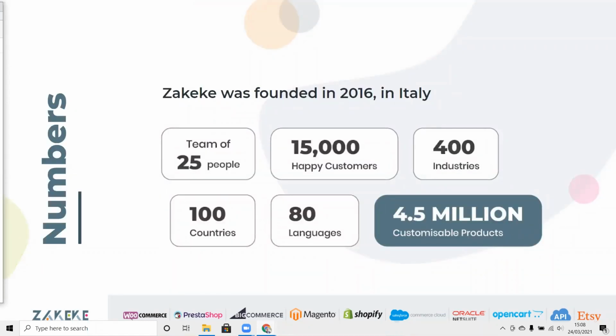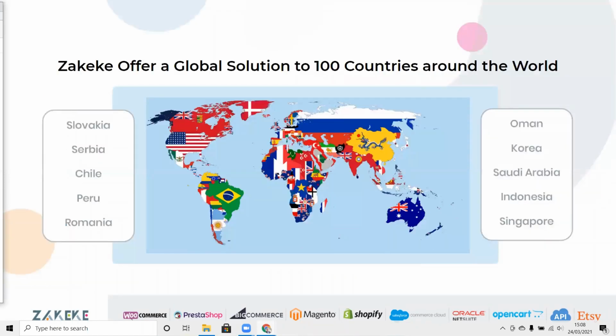Zakeke was founded in 2016 in Italy. We now have a team of over 25 people. We've got 15,000 happy customers across 400 industries in 100 countries and 80 different languages using the Zakeke software. Around 4.5 million customizable products are being created in Zakeke every year. We've got a truly global reach across the whole of the world, 100 different countries, with new countries joining all the time, even countries in places such as Slovakia, Chile, Indonesia and Singapore, where e-commerce is in its infancy.